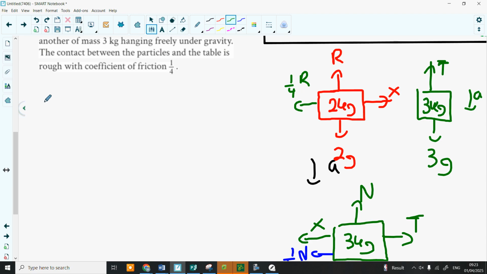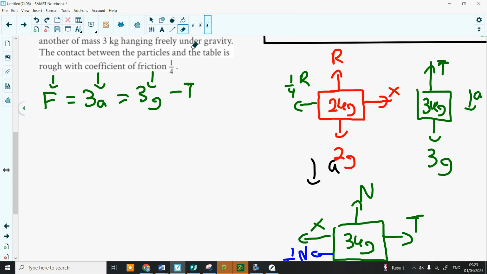The one hanging downwards, yeah? Is it going upwards or downwards? Downwards, which means it's 3a going, which equals 3g going downwards minus T. Once again, you don't have to worry too much about the arrows, okay? So go on. Now what about the next one?